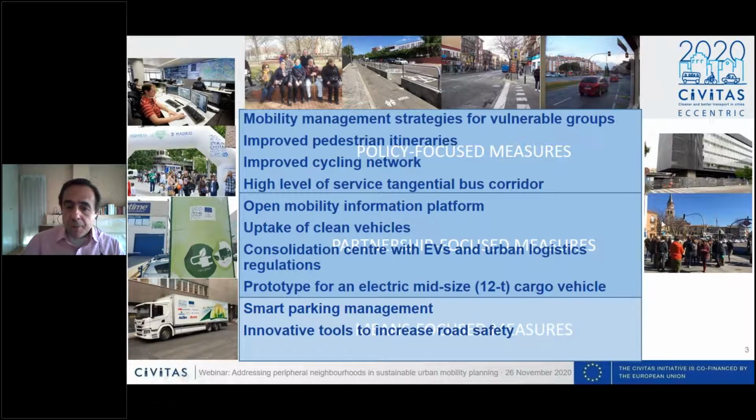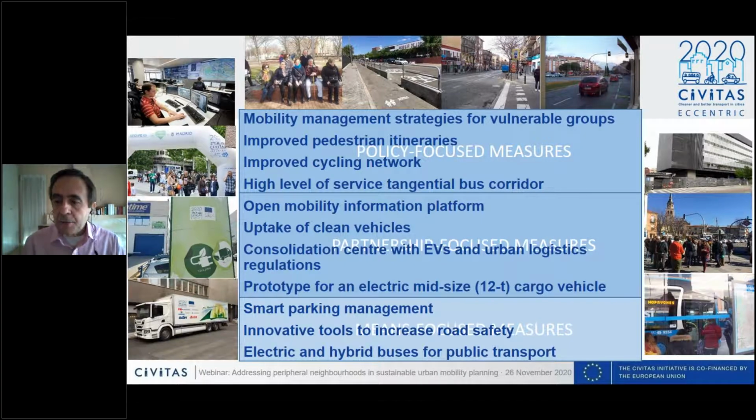So also some innovative tools to increase road safety, in which basically we developed a GIS-based platform system in the municipality to facilitate the detection of safety hazards in the city, including our neighborhood. And then we also established a monitoring system of social media to detect those mobility hazards that people may identify and that do not necessarily reach the municipality but are discussed eventually in social media. And finally, we also implemented hybrid buses in one of the lines of the municipal bus company.